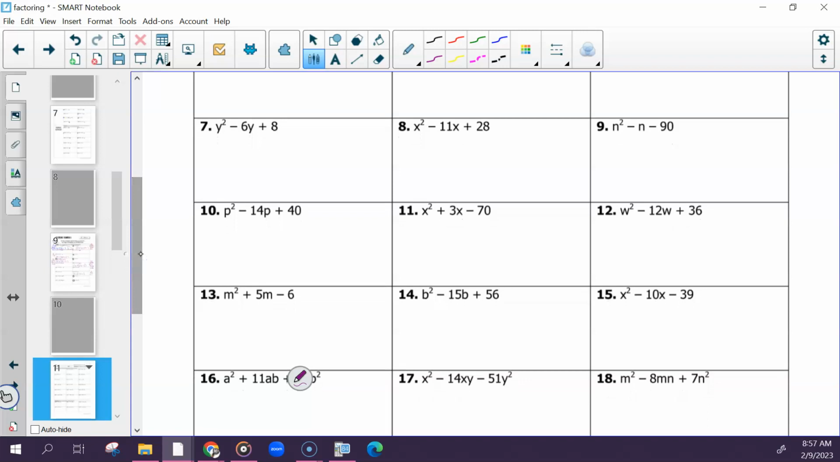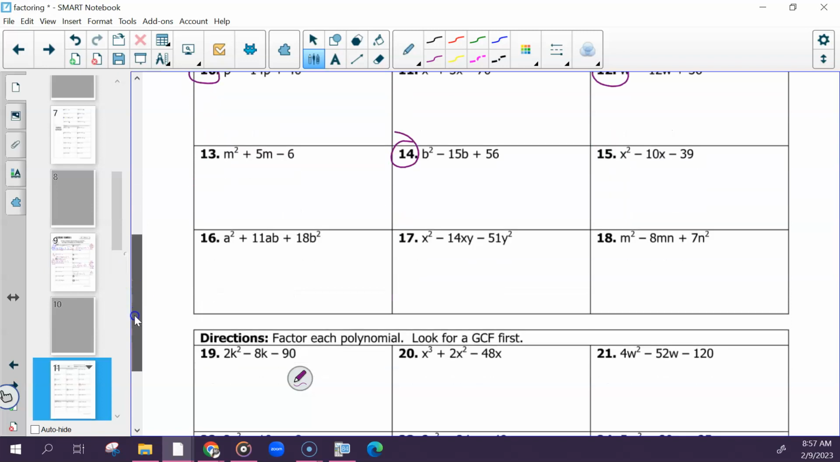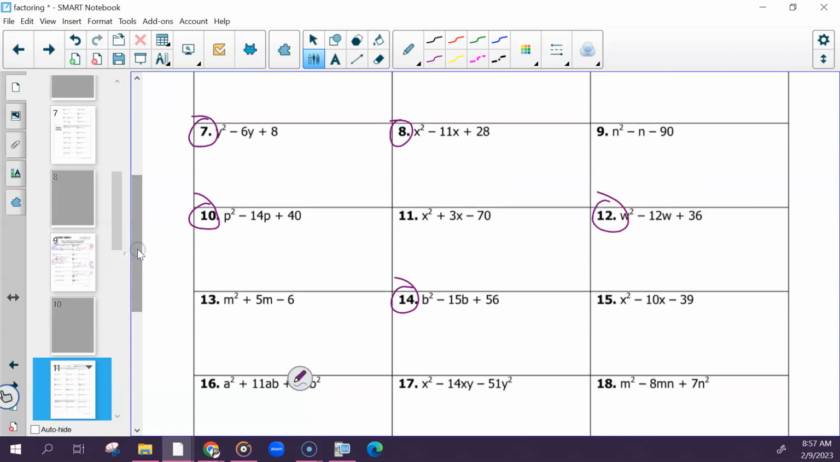Okay. On the back of this, we're going to do the opposite, where we have a negative then a positive. There's a few, if you want to circle the ones I'm talking about, negative, positive. So 7, 8, 14, 12, 10. Yeah, 10. All of those are like what I was talking about. So pick one, and we'll do a couple of them. 12.